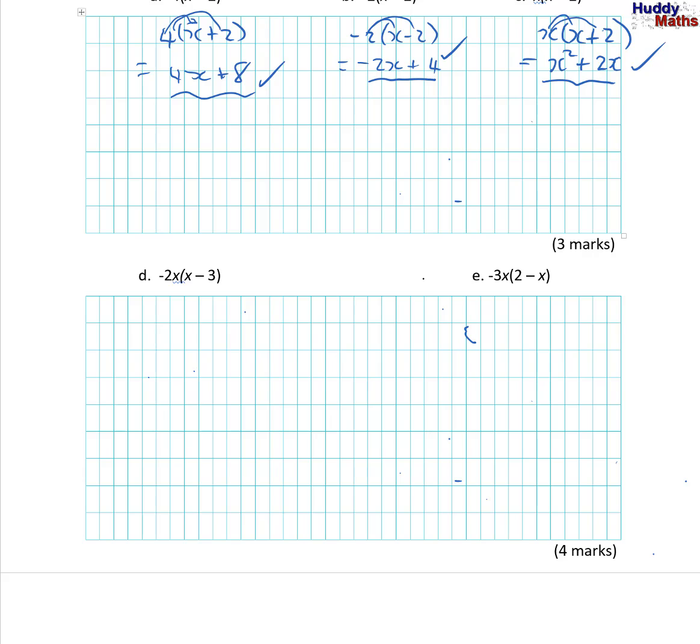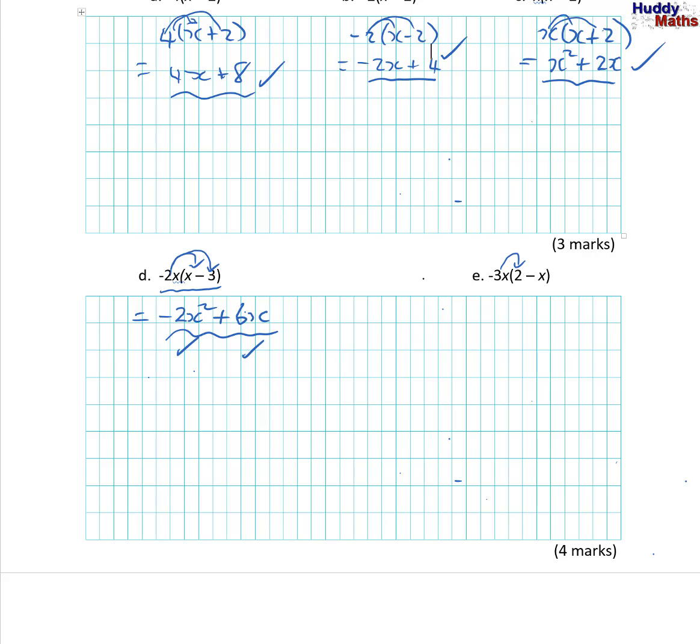There we are. All right, so neg 2x times x take 3. So neg 2x times x is equal to neg 2x times x is x squared. Then neg 2x times neg 3. Negative times a negative is a positive, and 3 times 2 is 6, with x remaining unchanged there. Okay, so there's 2 marks there for this one, because it's getting a bit harder with x squared. So 1, 2 marks.